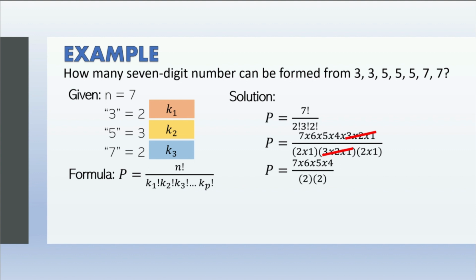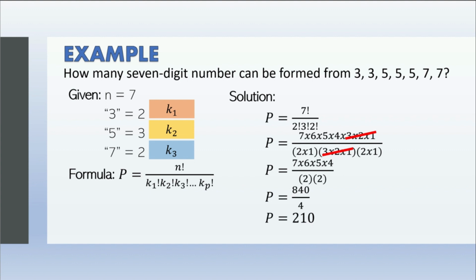7 times 6 times 5 times 4 is equal to 840, while 2 times 2 is equal to 4. We now have 840 divided by 4.